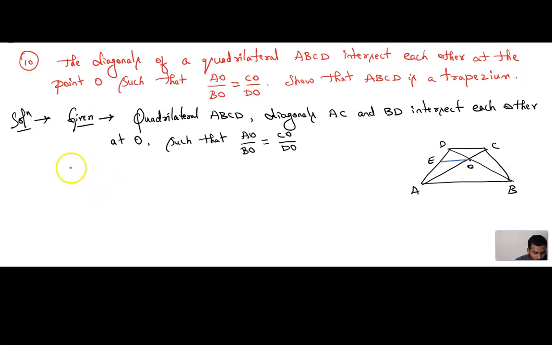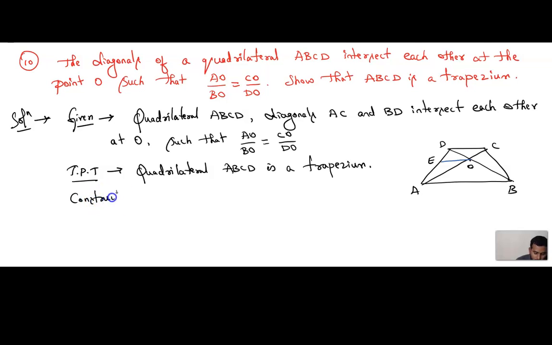Fine. Now what are we doing? First let me say, to prove that, first what do we have to prove, children? We have to prove quadrilateral ABCD is a trapezium. To prove this, we are doing one small construction. Just now we did. Right? So what is that construction? Through O, draw EO parallel to CD, parallel to AB. Correct? Yes or no?